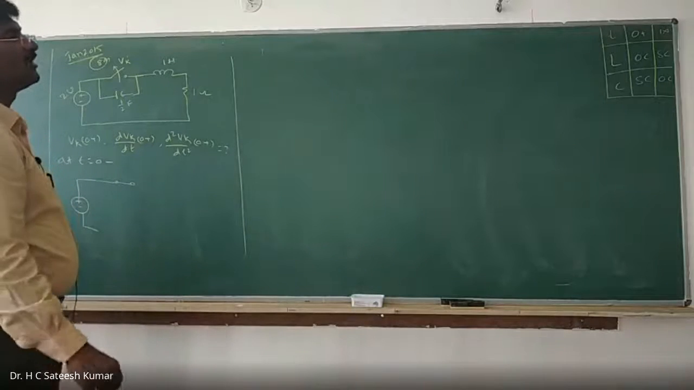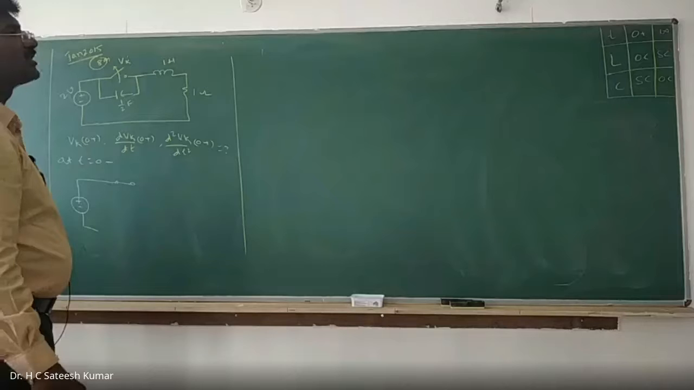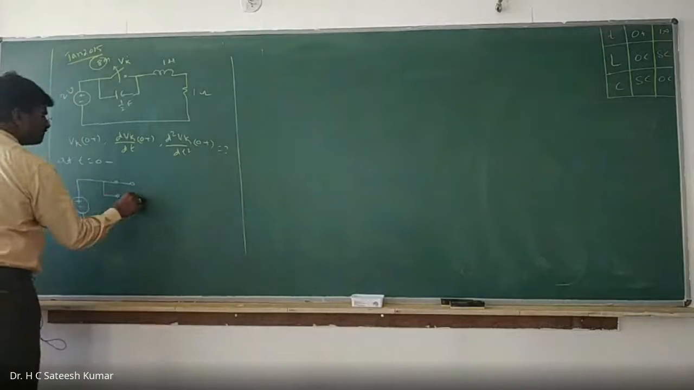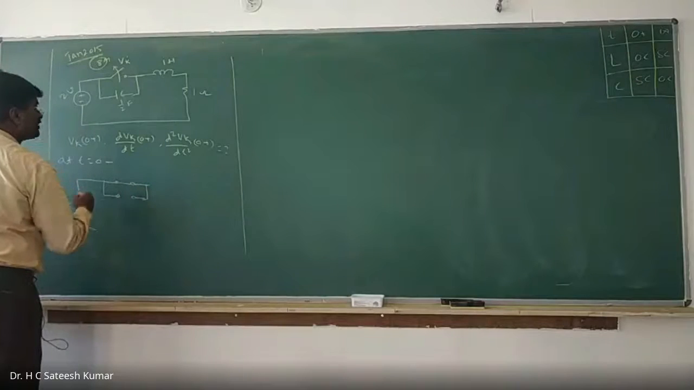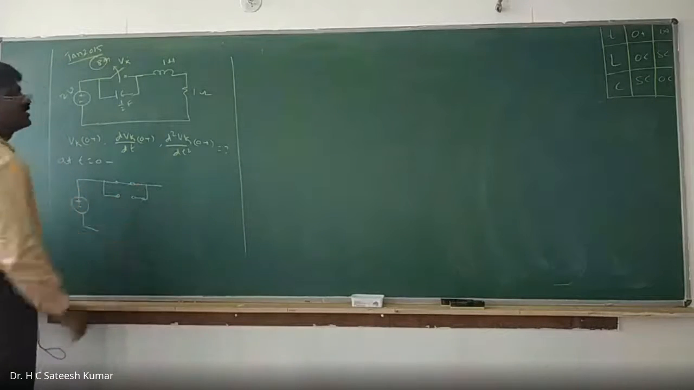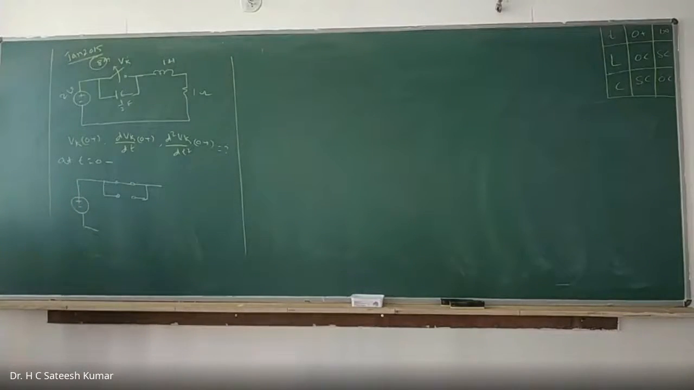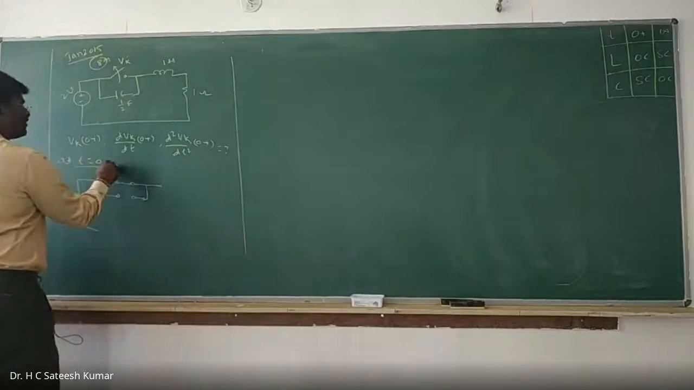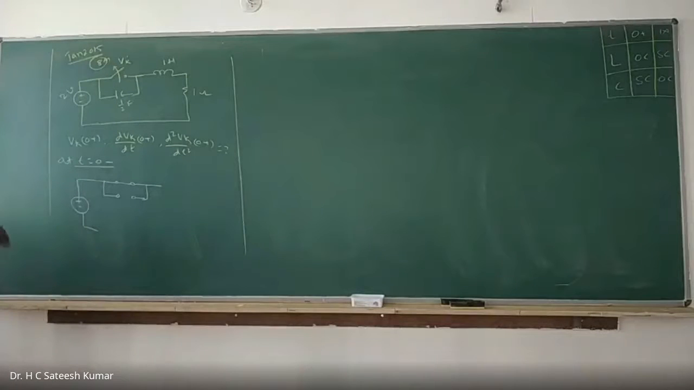What do we have? Under steady state, the capacitor will become open circuited because it has reached steady state, and the inductor will become short circuit. This is t is equal to 0 minus, that is, before closing the switch it has reached the steady state. So therefore, at t is equal to infinity, what will happen? We should take it.